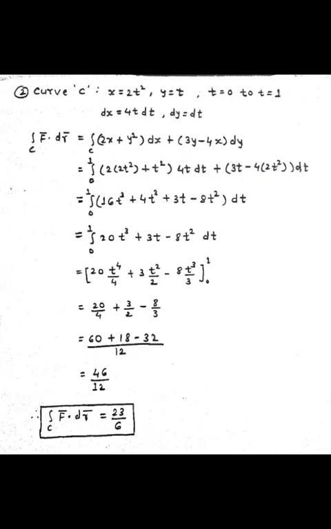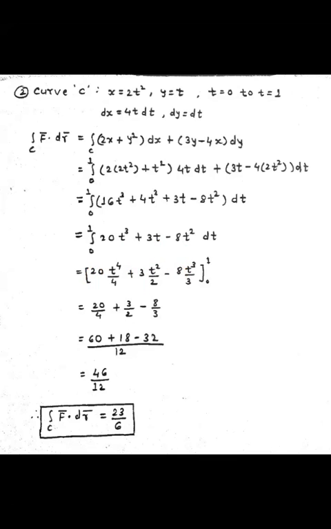Now combining the first two terms together, it is 20t cube plus 3t minus 8t square. And the limit is already given, the values of t are 0 to 1. Now integrate term by term. Integration of t cube is t raised to 4 by 4, integration of t is t square by 2, and t square integration is t cube by 3. And the coefficients are as they are.